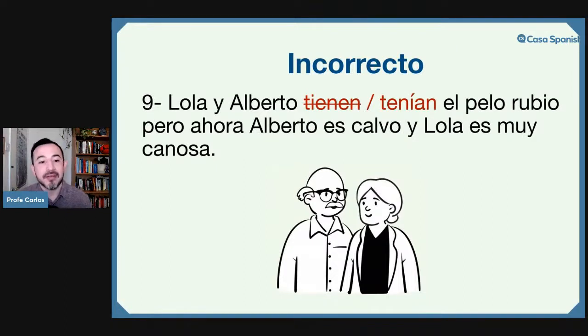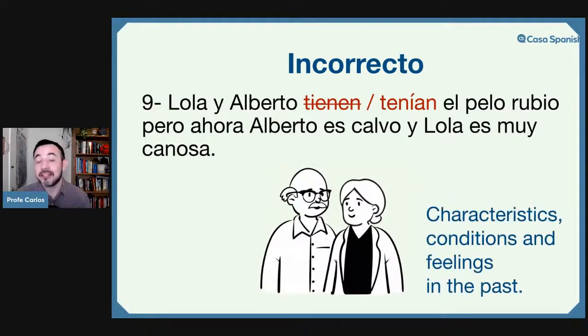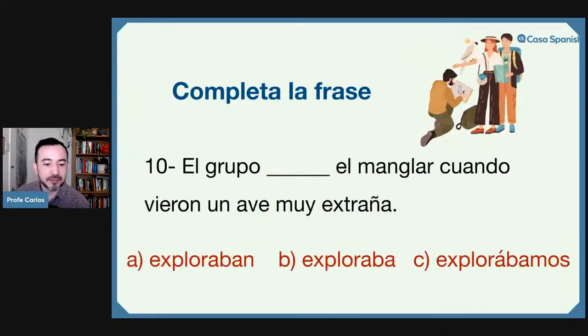Incorrecto, and we have Lola y Alberto tenían el pelo rubio, pero ahora Alberto es calvo y Lola es muy canosa. And of course, this is characteristics. Characteristics change, as the color of the hair in this case. So that's why it is considered to be imperfect in the past. Good. Really well done. Moving on.